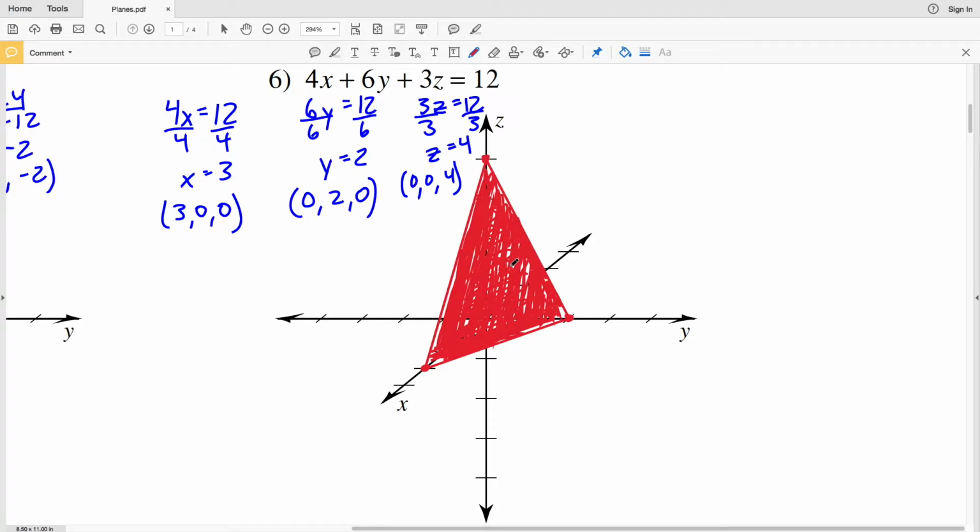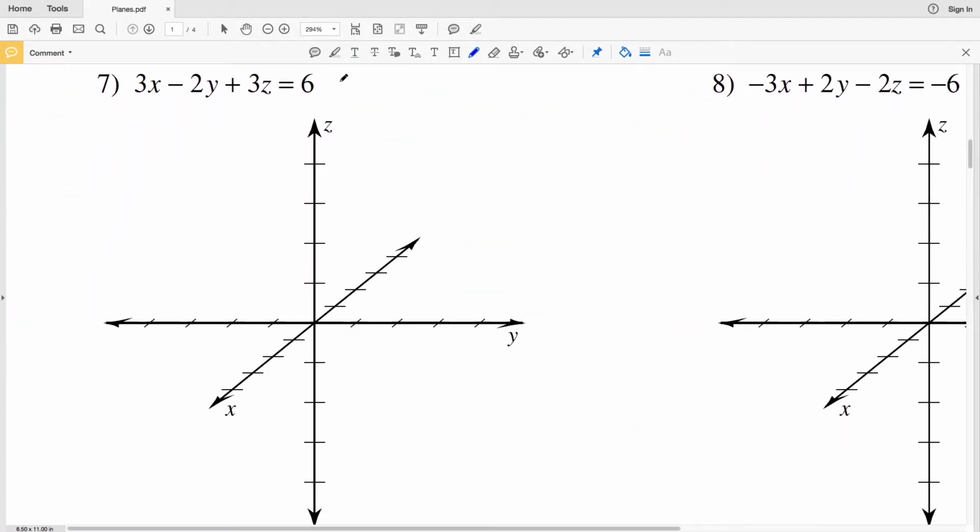Let's continue on to number 7. First, we're going to locate that x-intercept. So that occurs when y and z are 0, therefore 3x equals 6 will give us the x-coordinate value for that intercept, and dividing by 3 will get that x equals 2. So we're going to be plotting 2, 0, 0.